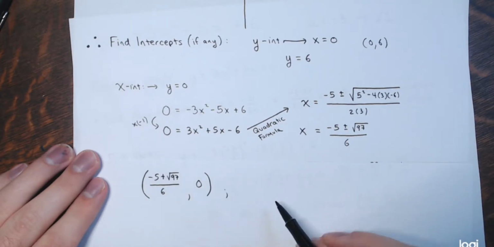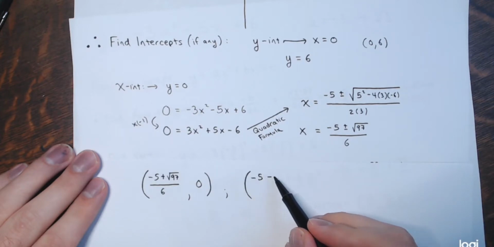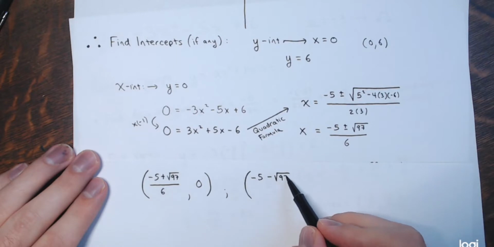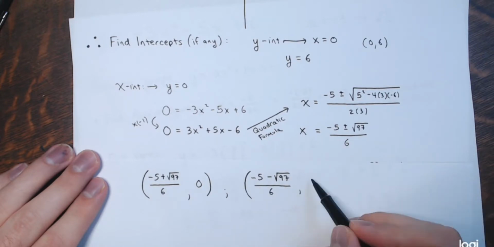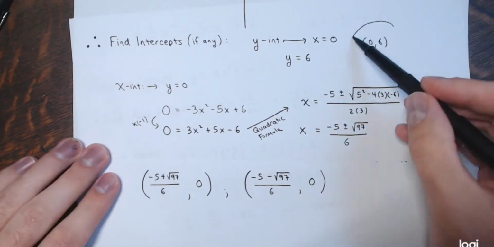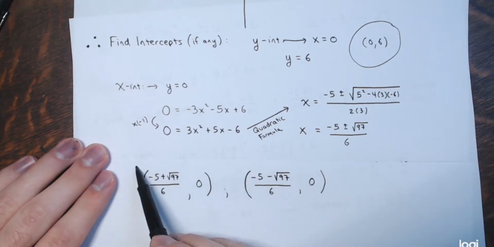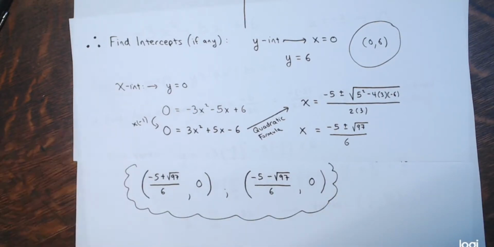And the other x-intercept would be negative 5 minus the square root of 97 divided by 6. Right, with the minus and then comma 0. Here are the two x-intercepts. So here's the y-intercept, 0, 6. And then here are the two x-intercepts.